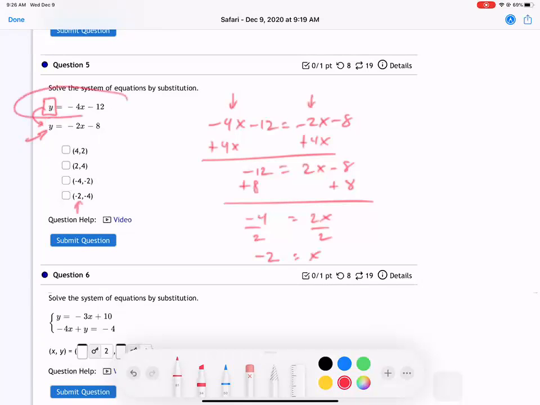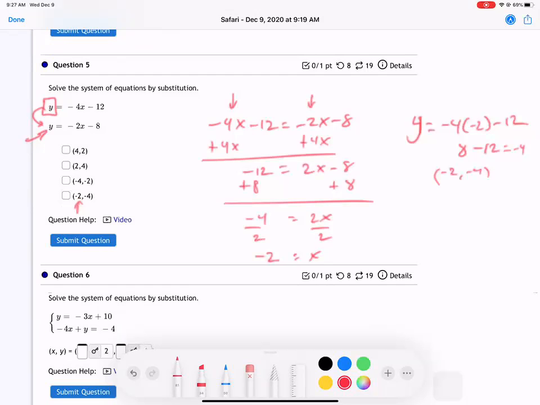And guess what? We have two equations that would solve for y. See how it's y equals something? Just plug in x. So let's take the first equation. y is equal to negative 4 times negative 2 minus 12. And this is 8 minus 12, which is negative 4. So our point is negative 2 comma negative 4.